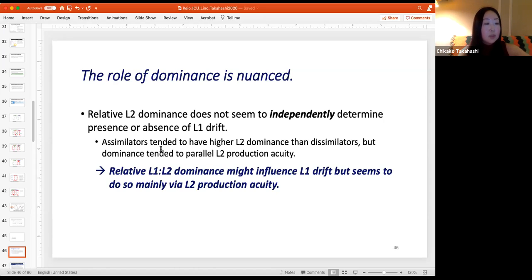L2 dominance does not seem to independently determine the presence or absence of L1 drift. Overall, assimilators tended to have higher L2 dominance than dissimilators, but the dominance pattern tended to parallel L2 production acuity as well. And overall, L2 dominance alone does not seem to determine the direction of the drift. Instead, it seems that relative L1, L2 dominance factors might still influence L1 drift, but they seem to do so mainly via L2 production acuity.